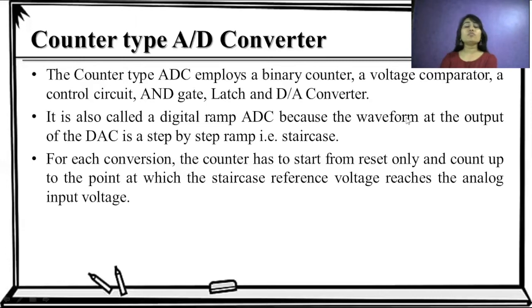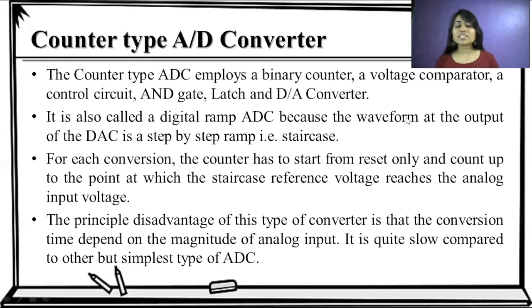For example, if we have a 17.2 analog voltage, we have to count up to 17, and after reaching there we have to store that bit pattern into the latch and stop the binary counter at 17. So how can we stop this binary counter and how can we calculate this? The principal disadvantage of this type of analog to digital converter is that conversion time depends on the magnitude of the analog input. It is quite slow compared to the others, but it is the simplest type of analog to digital converter.